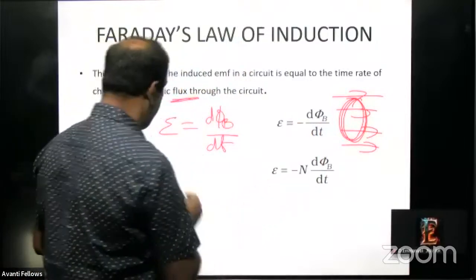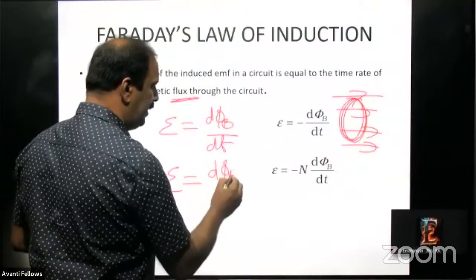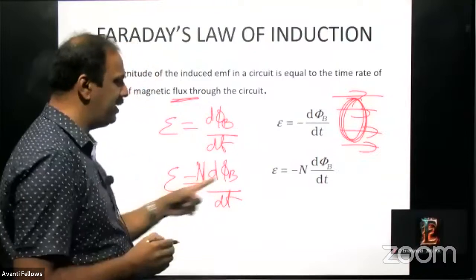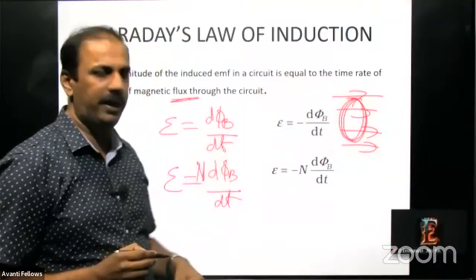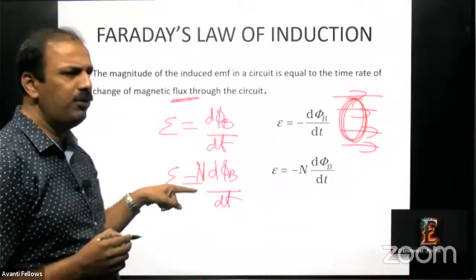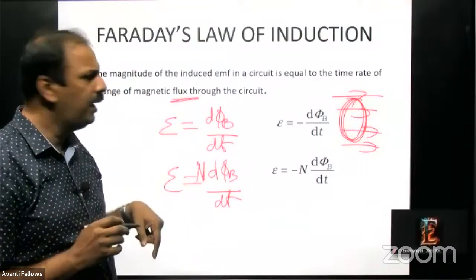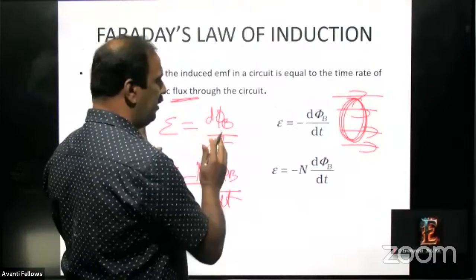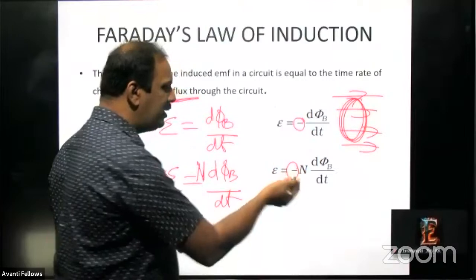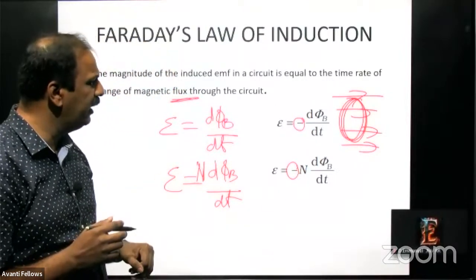So when N number of turns are there, it is given by d phi by dt, the same thing, and you have to multiply with the number of turns. This N is the total number of turns you have to multiply. So this is for a single loop, and when we have many turns or many loops, we have to use this one. Now, what I have written here and what is already here, there is a difference. There is a negative sign here. Why this negative sign comes, we will discuss after this. That is the next topic actually.